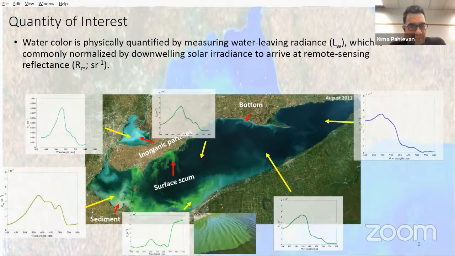So hopefully you got the idea. What the satellite measures is basically the color of water, which is used to retrieve various parameters of interest, which I'll speak about in the next few slides.